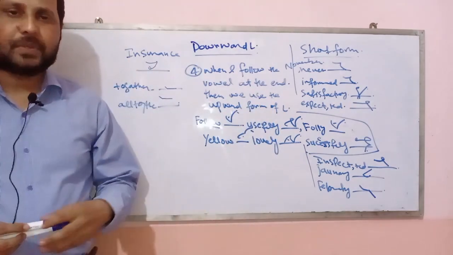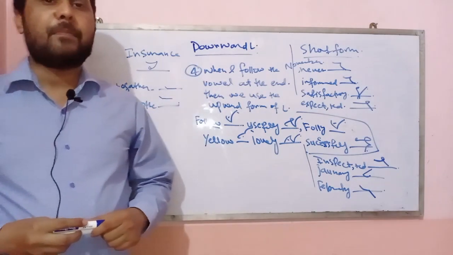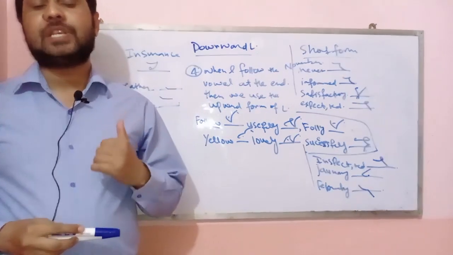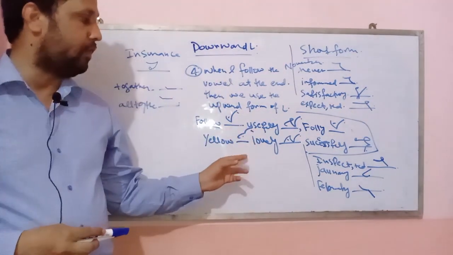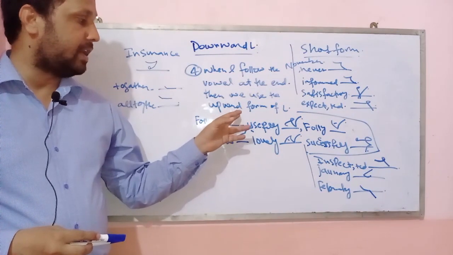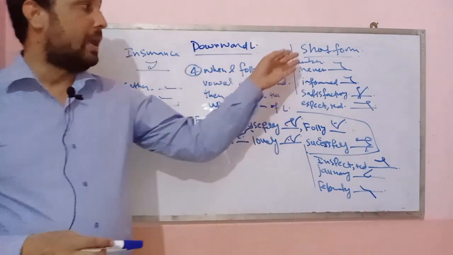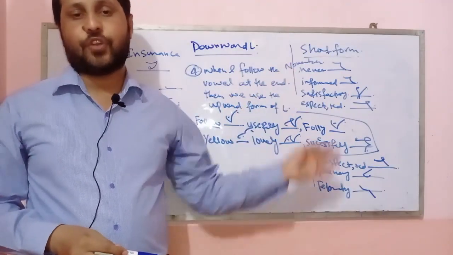Okay, principle number 4 is that when vowels come at and after L, we use the upward form of L. That was the principle. When vowels come at and after L, we use the upward form. Okay, and these are some short forms. Keep in your mind all the principles and short forms.